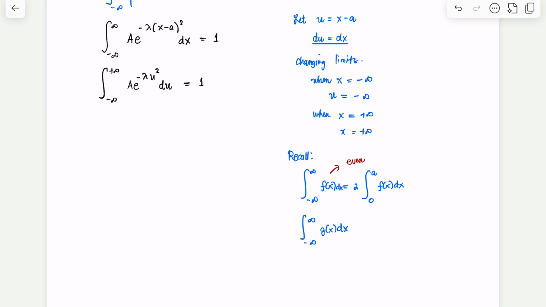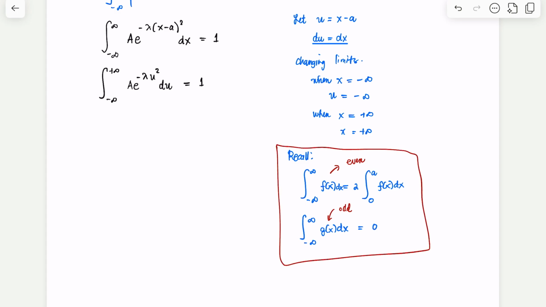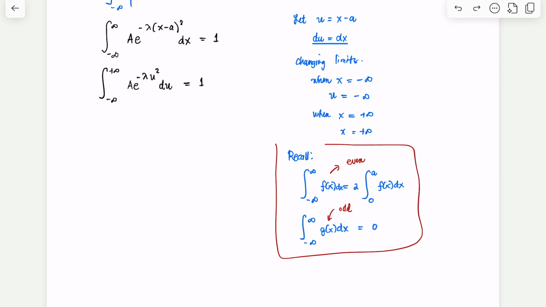And when you try to evaluate g of x and understood or knew that that's an odd function, that integral will simply be equal to 0. So we're going to use this one to simplify our integral, because as you can observe, this is actually an integral from negative infinity to positive infinity. So we could actually use this one.